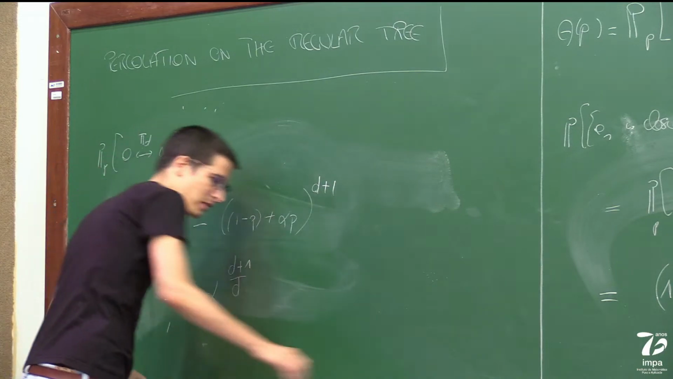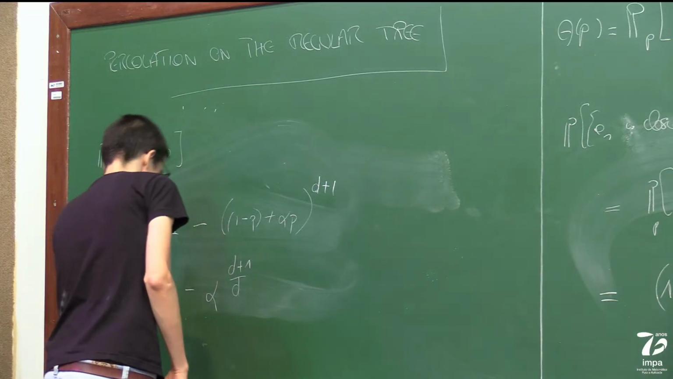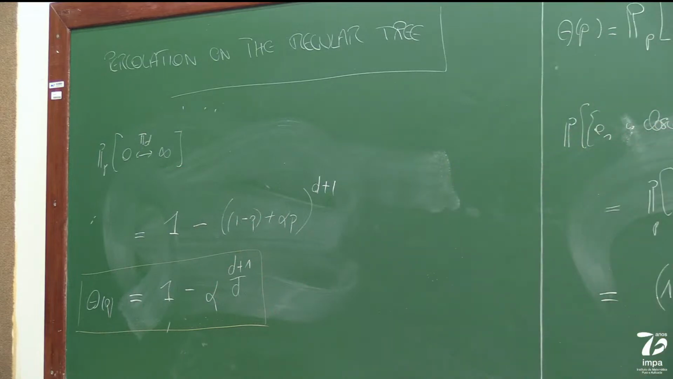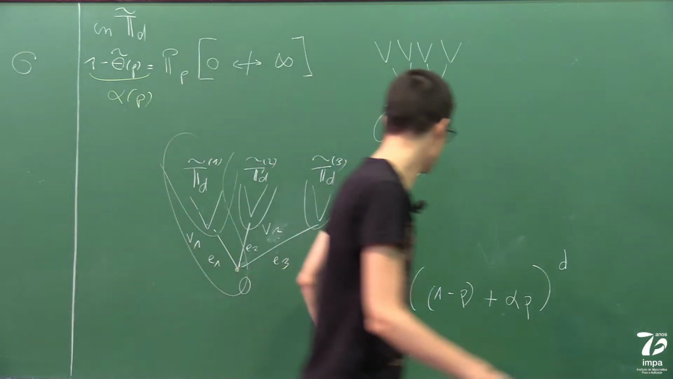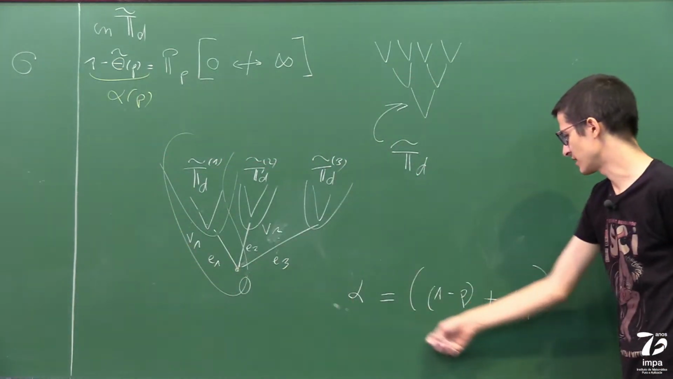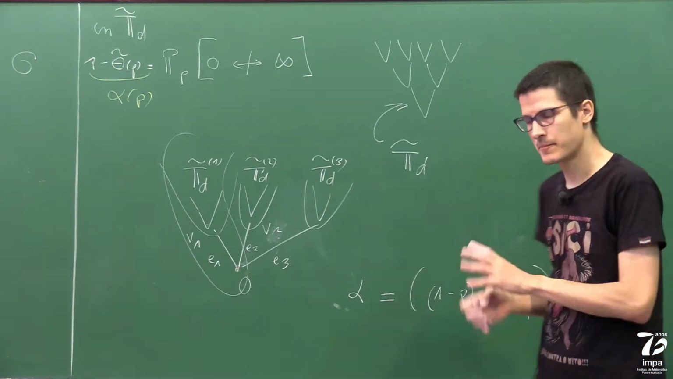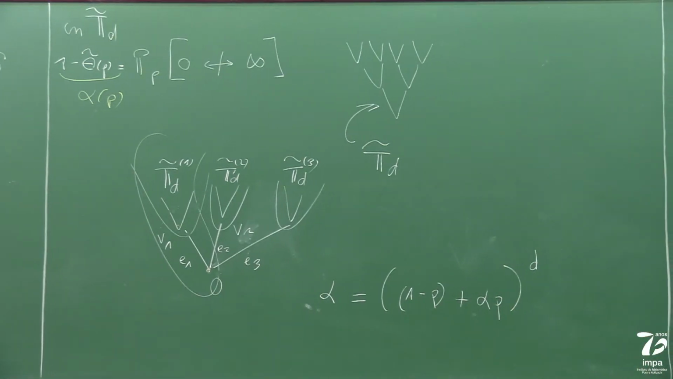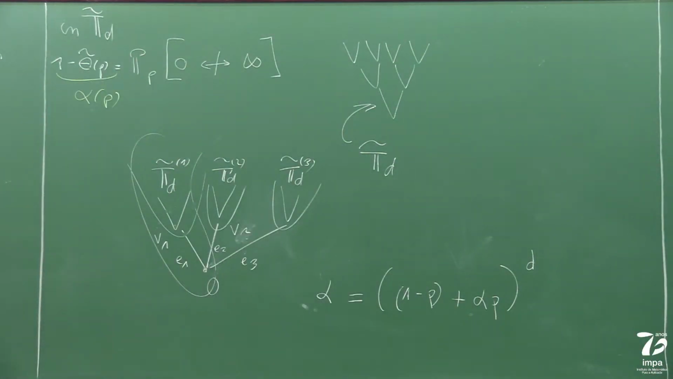Now I have to make sure that I can solve this equation and determine what theta_p is. So I have to know what this function looks like. I know that alpha is a fixed point of some function, but I would like to know how many fixed points this function has. Any questions so far?